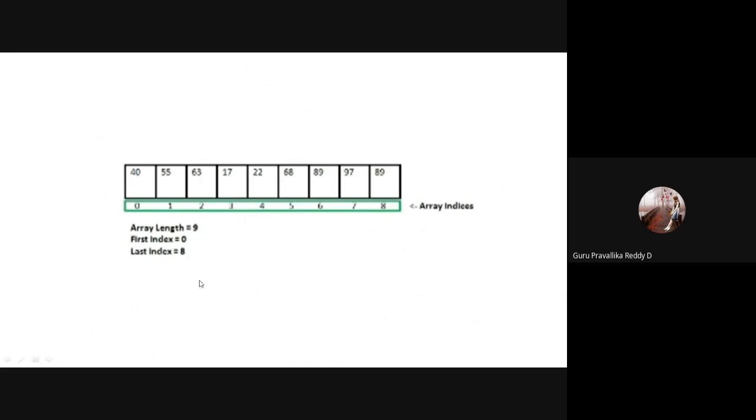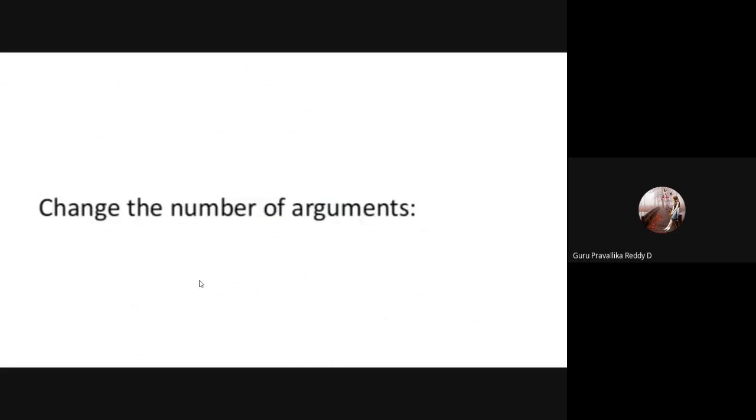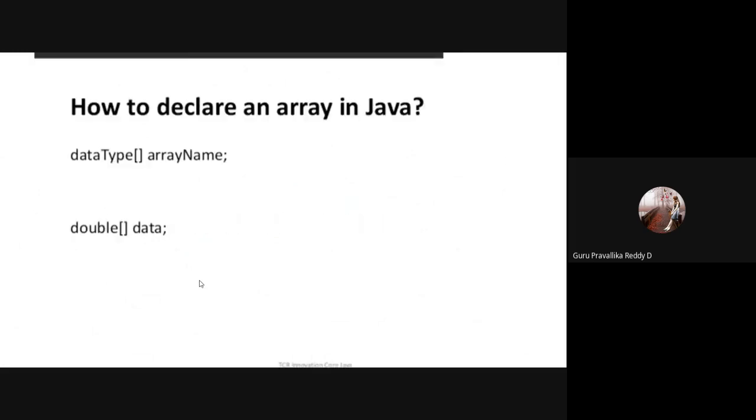How to declare an array in Java? We declare like this: data type, then array name. The data type may be int, double, or float. Let's take double, with array name data. You can take whatever array name you specify there.